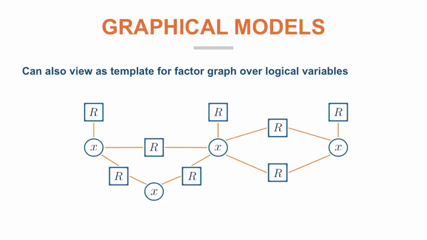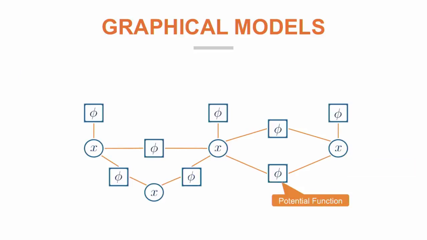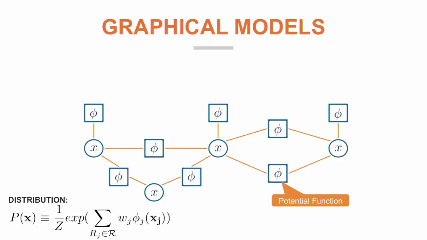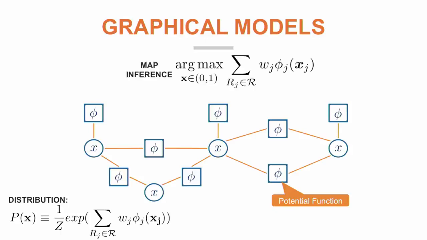Now we go to a different community, the graphical models community. And in the graphical models community, we can represent our problem as a factor graph where I have random variables. And now the rules are essentially the potential functions. And this represents a Markov random field. The distribution for this is the standard way of expressing this distribution in the factor graph. And then to do MAP inference, it's simply to find the assignment to the random variables that maximizes the probability. So we have this form.